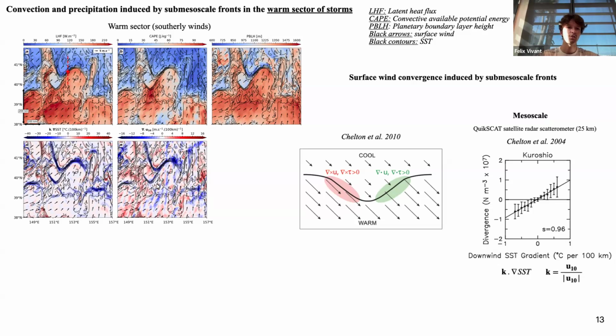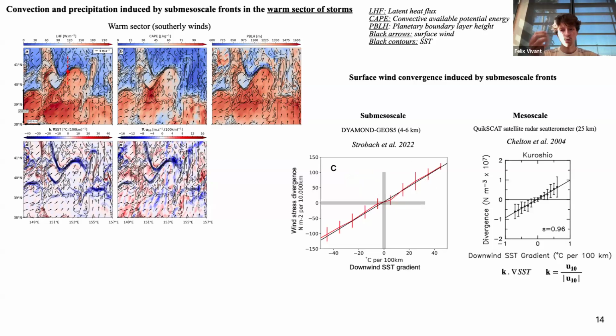Since the wind is blowing from the south, we mostly observe in the warm sector negative wind divergence, and so surface convergence. And if we look at the magnitudes, we can see that the magnitude we observe at the submesoscale is greater than the one observed by Shelton et al. in 2004. They used QuikSCAT measurements, and so they observed mesoscale anomalies.